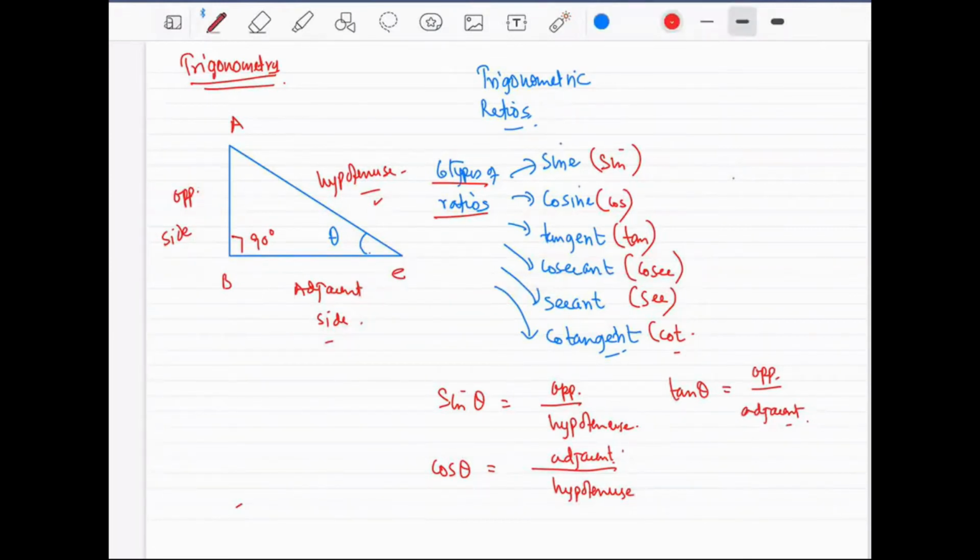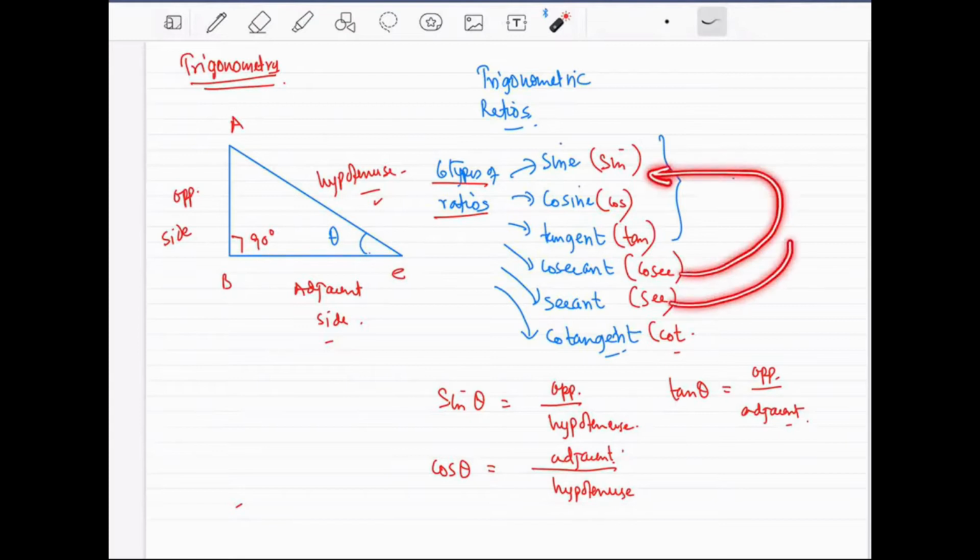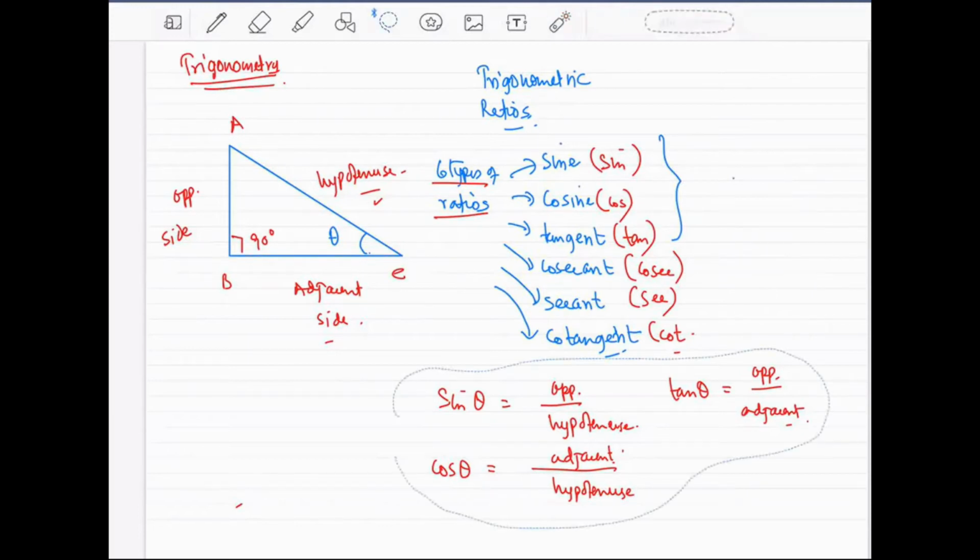What about the rest then? The remaining ones, cosec, sec, cot, are just the reciprocals. Reciprocal means if there is 1 by 2, or 2 by 3, you interchange it into 3 by 2. Reciprocal of what? Cosec is the reciprocal of sine, sec is the reciprocal of cos, cot is the reciprocal of tan. So let me write the formulas on the side. Let me continue here.